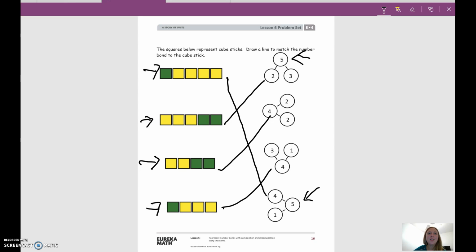All right, friends, this is your problem set for today. When Miss Pamela says you're ready, she's going to give you your paper and you're going to go back to your seat and get started. As always, when you finish, you're going to turn it in and quietly get a book to read.